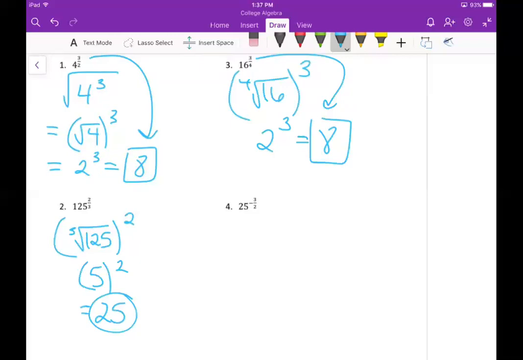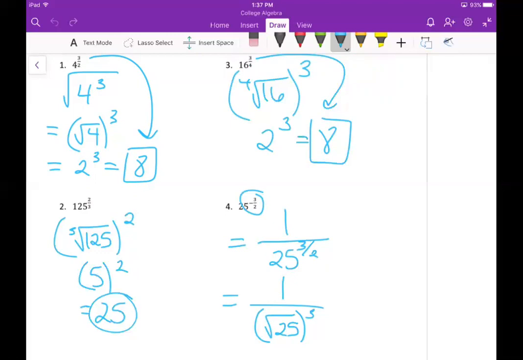Don't get confused on this last one. The power is negative. What does it mean for a power to be negative? It means I want to divide by that term, and once I create the division, the power is positive. Then just think again about, okay, that just means the square root of 25, because the denominator is 2, being cubed. 1 over all of that, since I started out with a negative exponent up there. Okay, so in the end, we end up with 1 over the square root of 25 is 5. That then needs to be cubed, and my final answer is 1 over 125.